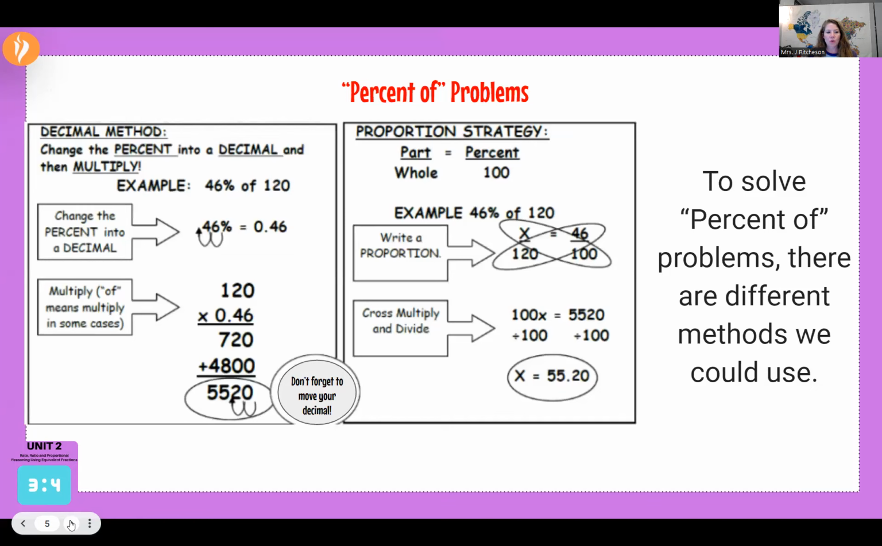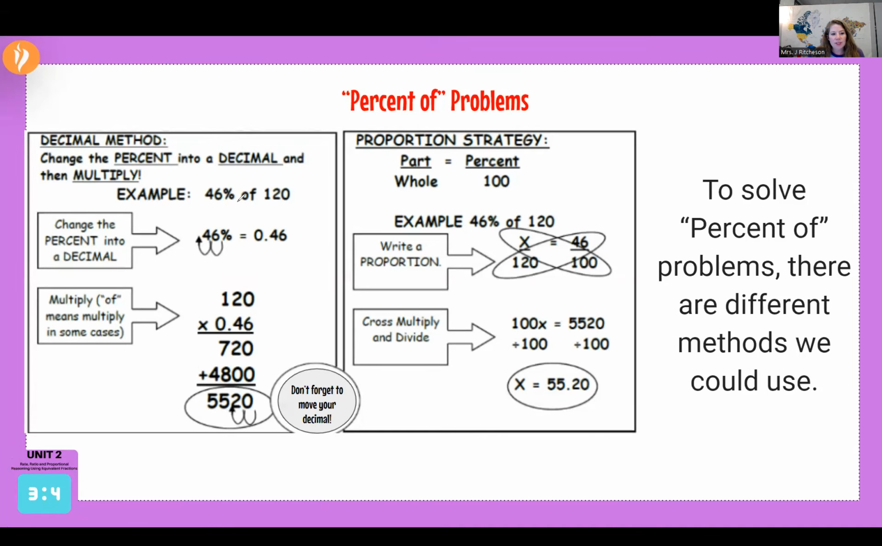All right, so there's a couple of different ways how to find the percent of a number. In math, when you see the word of, that means that you're going to multiply. So in the first example, right here is telling you to find 46% of 120. Well, if you see a problem like this, it's just telling you that you're going to multiply. But before you can multiply, you must turn all percents into decimals.